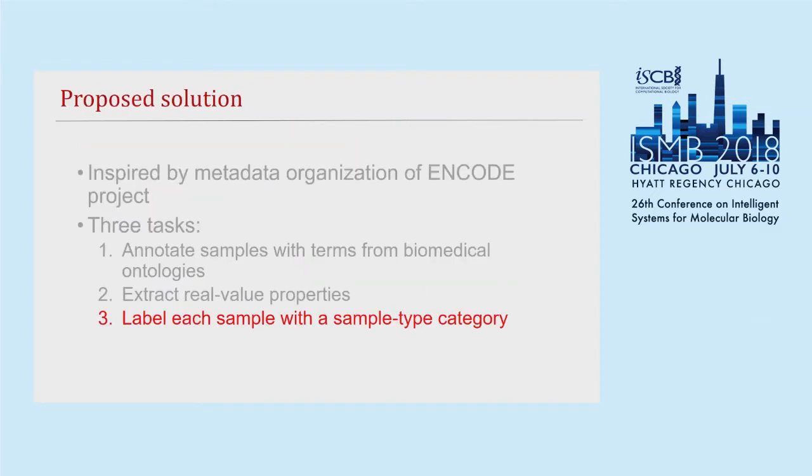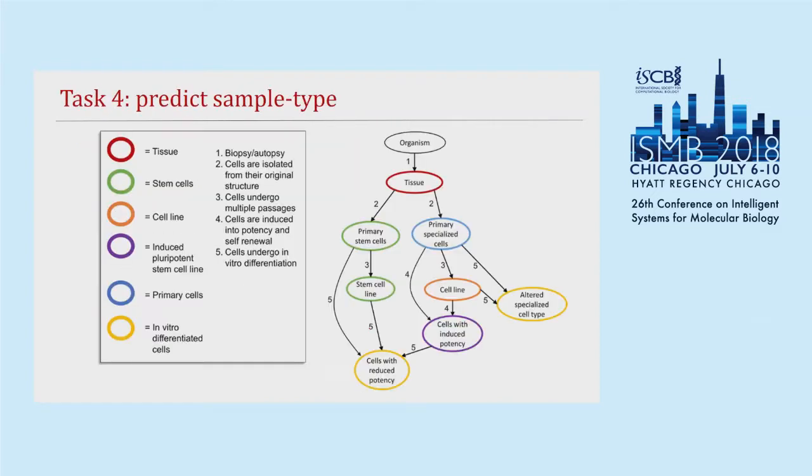And lastly, I'll describe the third subtask, labeling each sample with a sample type category. The ENCODE project labels each of their samples according to what broad kind of sample it is. And they use 6 sample types: tissue, stem cells, cell line, induced pluripotent stem cells, primary cells, and in vitro differentiated cells. And the reason why you might want to label a sample with its sample type is that the ontology terms alone often lead to ambiguity as to what kind of sample it is you're looking at. So take, for example, a sample that's labeled with the terms fibroblast and stem cell.